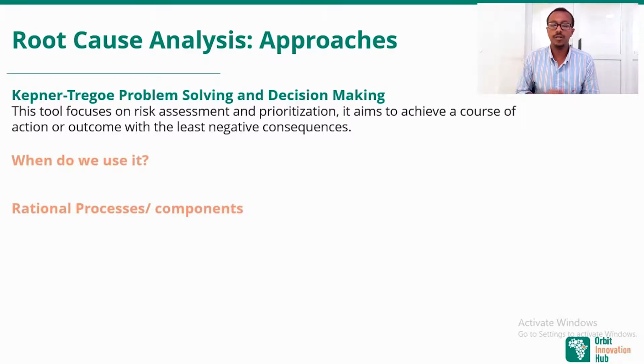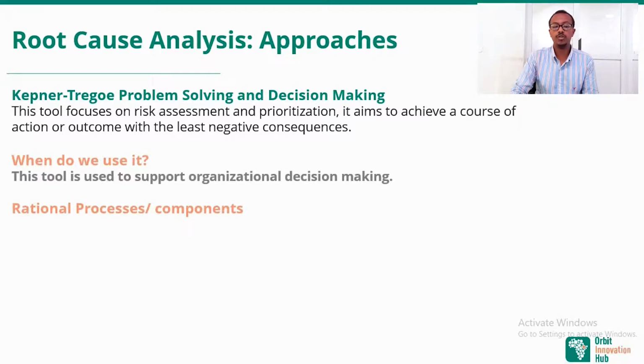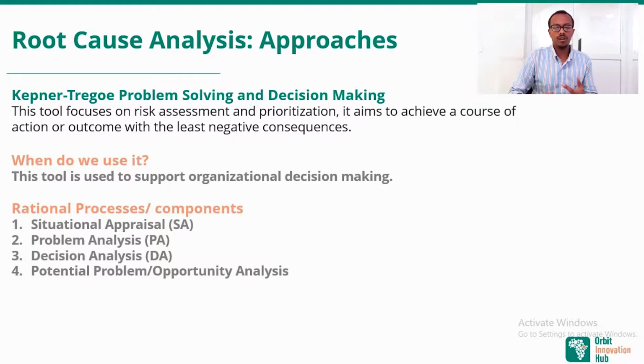Kepner-Tregoe problem solving and decision making is a tool that uses risk assessment and prioritization that aims to achieve a course of action and outcome with the least negative possible consequences. We use it in organizational decision making. There are several components or processes that go into root cause analysis when it comes to the KT method. The first one is the situational appraisal, the second is problem analysis, the third is decision analysis, and the fourth is potential problem or opportunity analysis.